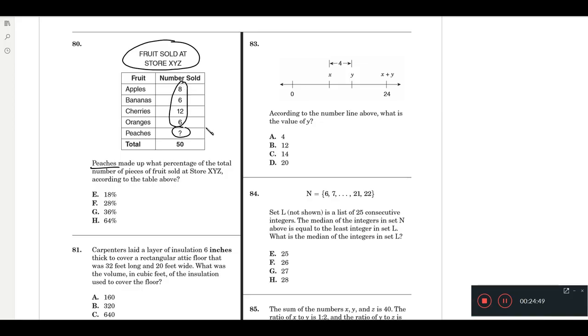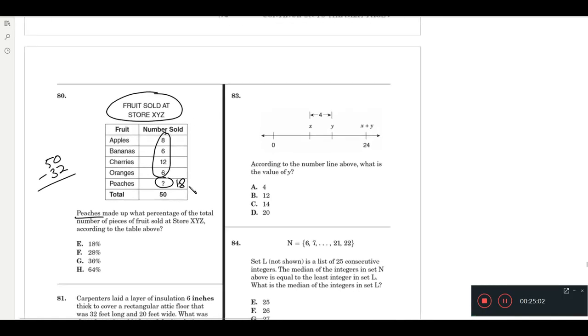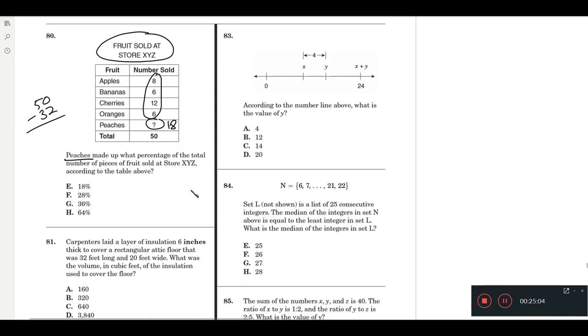40%. 32. Okay, so you subtract it from 50. What do we get? You get 18. So 18 peaches? Yeah. We have to find a percent. 18 over 50. Then you can simplify and turn it into a percentage.